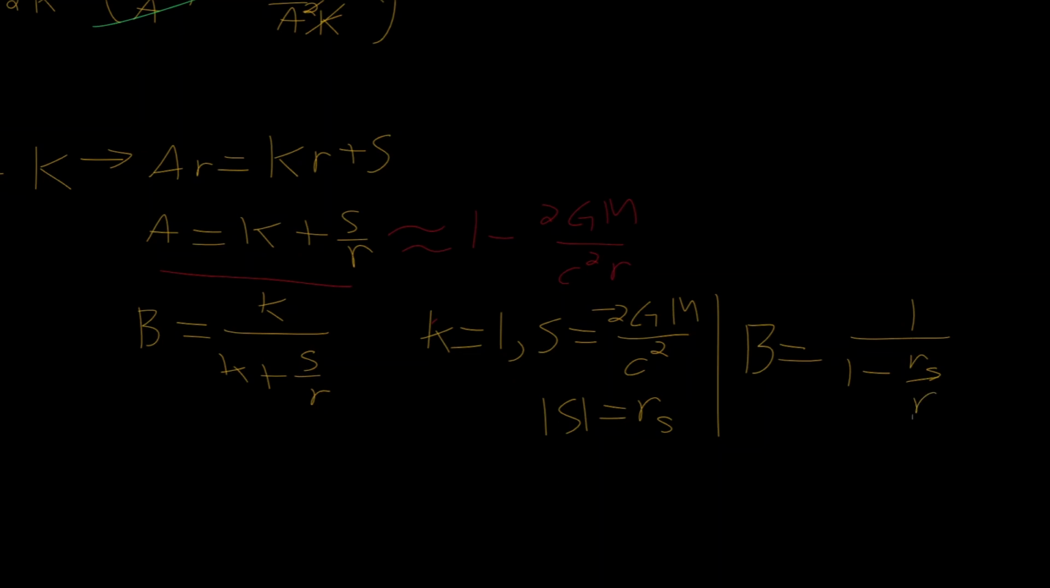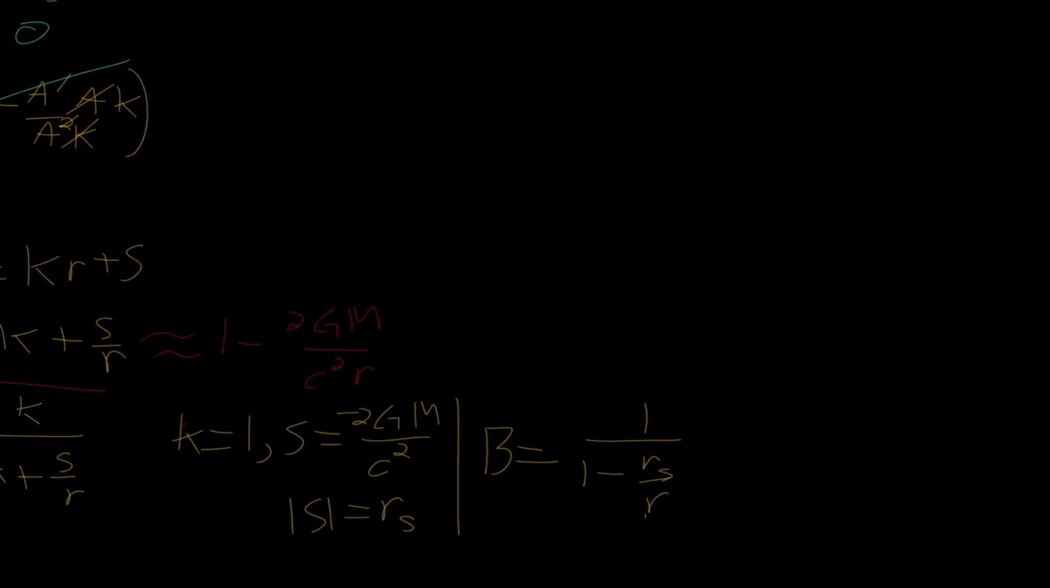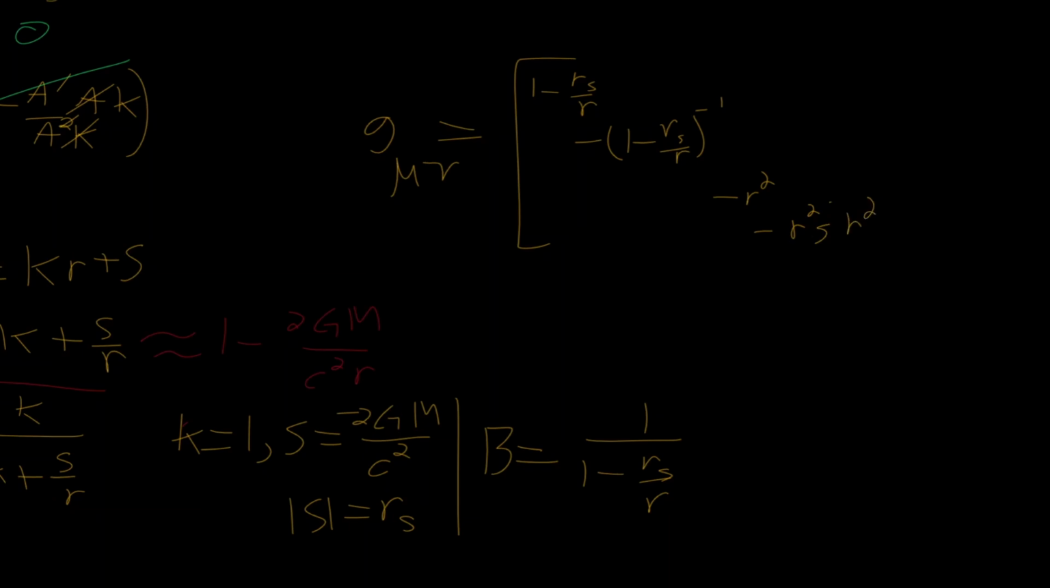So with all this in mind, we can actually just rewrite our metric entirely. We have g mu nu is equal to 1 minus the Schwarzschild radius over r, and then 1 minus the Schwarzschild radius over r, all to the negative 1. And then we have, sorry, this should be minus r squared, and then minus r squared sine squared theta. And, well, we know that this is diagonal. That there, ladies and gentlemen, is the Schwarzschild metric.